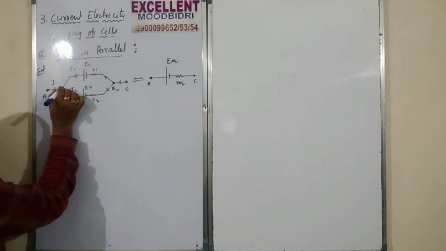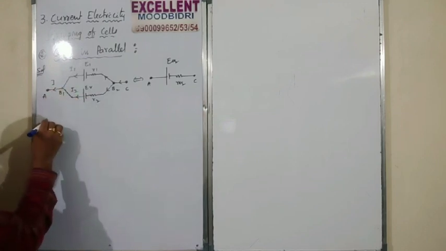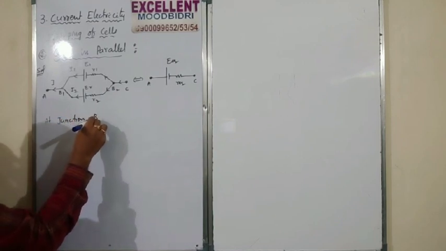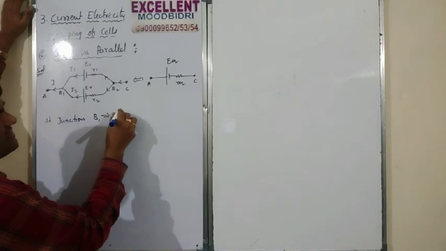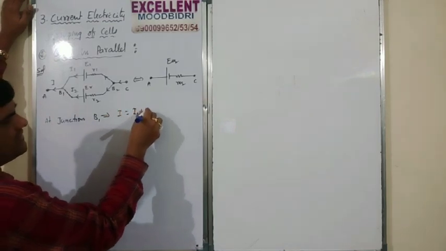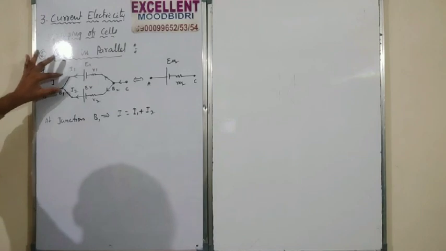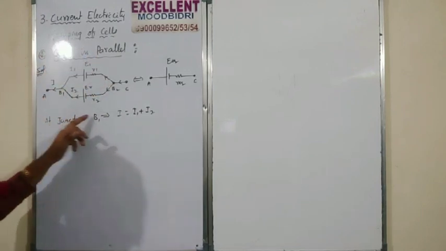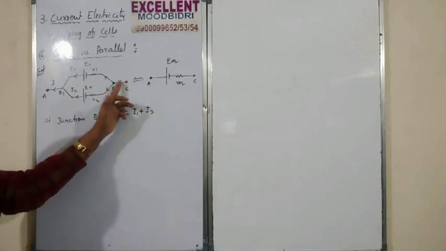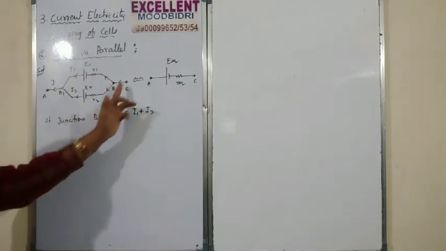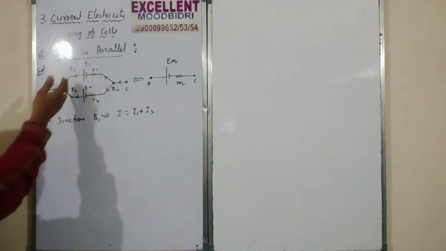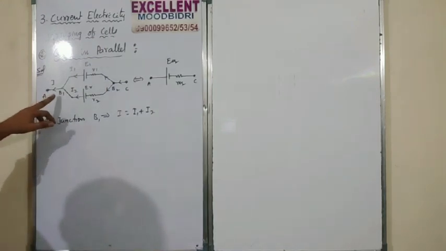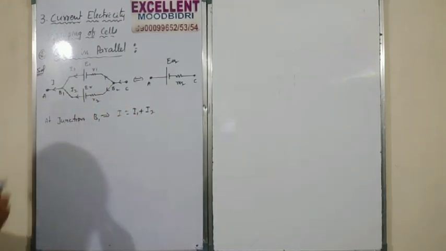So at junction B1, the total current I is equal to I1 plus I2. That means this is the entering current, and this is the leaving current again here. You just have to assume like that only. In the closed circuit, current is going like that: this is entering and this is leaving, from this part again entering this part. So the total current is I1 plus I2. That is the first point.